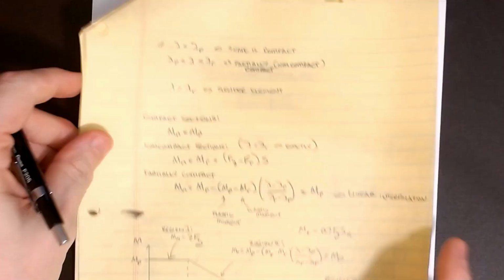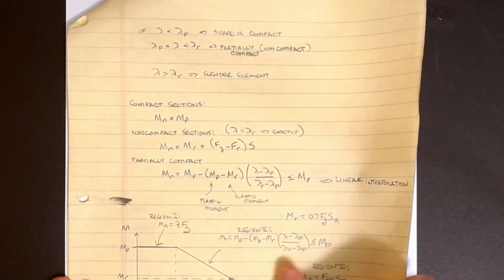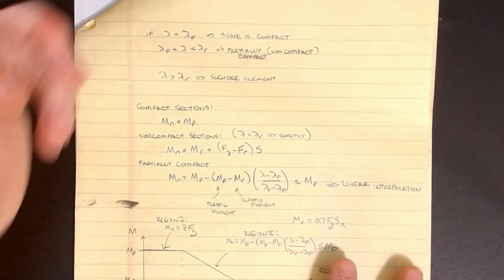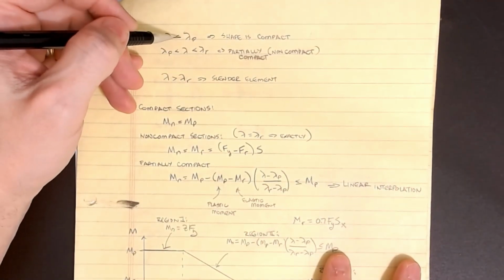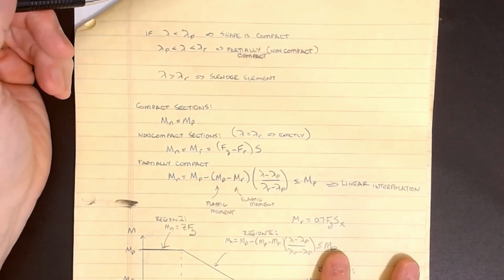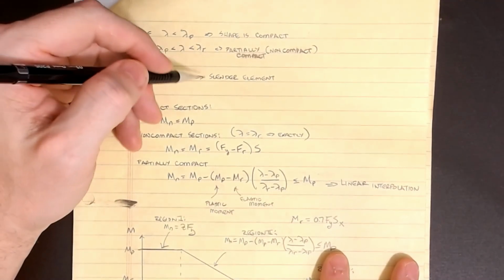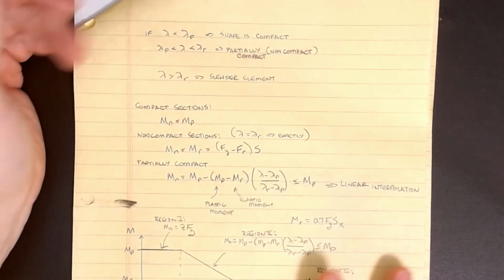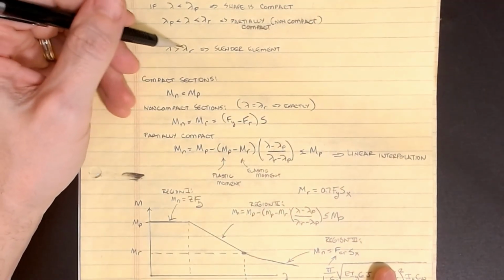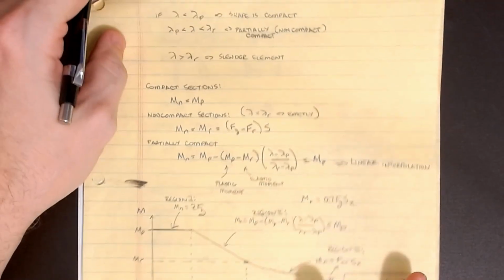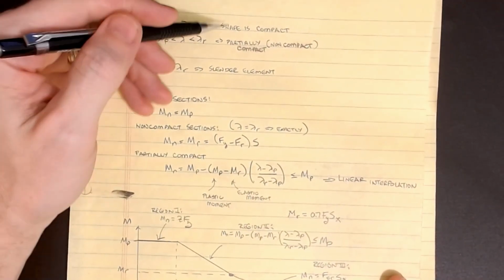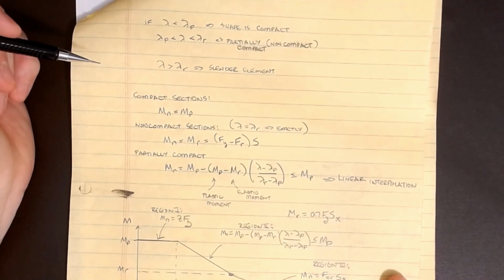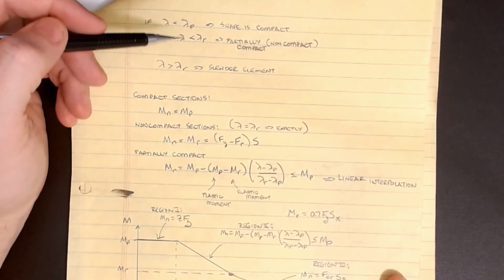In the code, if you read through all those pages, it basically boils down to a couple of lines. If lambda is less than lambda p, the shape is said to be compact. If lambda p is less than lambda r, it is partially compact, or sometimes called non-compact. And if lambda is greater than lambda r, it's a slender element. So those are your three checks, and that's how you classify each of them. You're going to classify the flange, and you're going to classify the web.